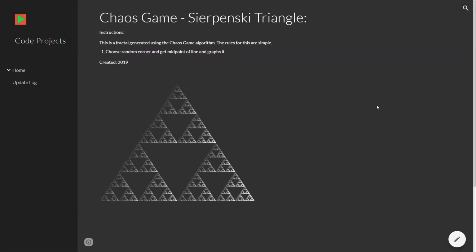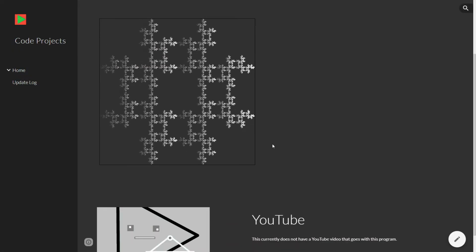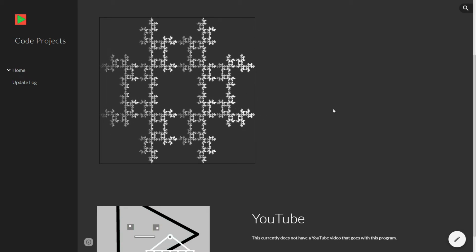This is a triangle made of triangles made of triangles made of triangles. In theory, you can infinitely zoom into one. So I programmed the Sierpinski Carpet.